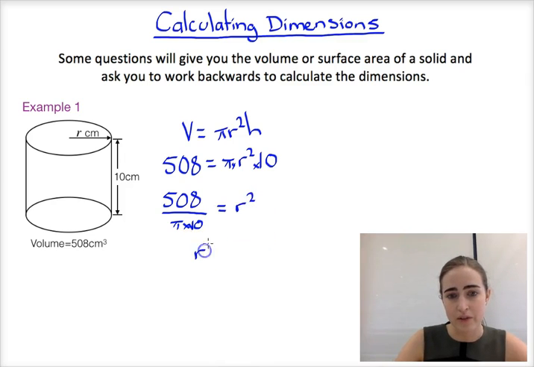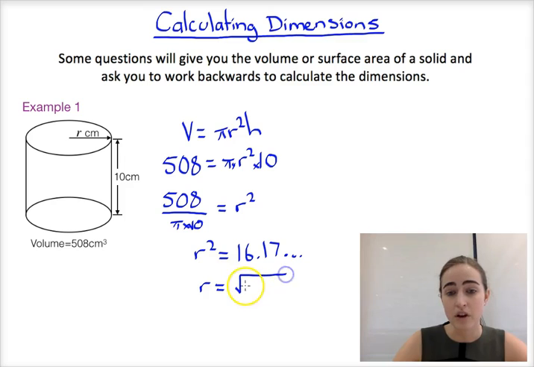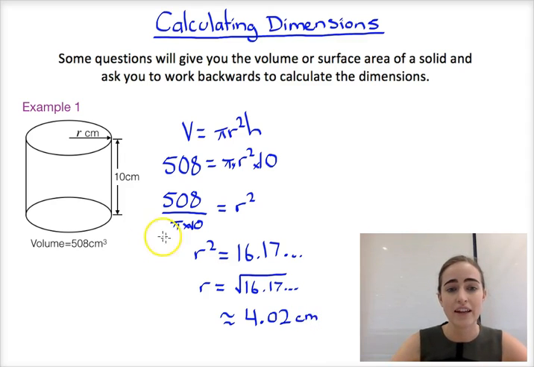If we just rewrite that the other way around, so r squared is equal to, and if you pop all of that in your calculator, you're going to end up with about 16.17, and it keeps going. That's r squared though, we just want r for our radius, so we're going to take the square root of that number. We're going to use the whole number in your calculator, so 16.17... and that will come out to give approximately 4.02 centimetres if we rounded to 2 decimal places. So the radius of our cylinder with a height of 10 and a volume of 508 is about 4 centimetres.